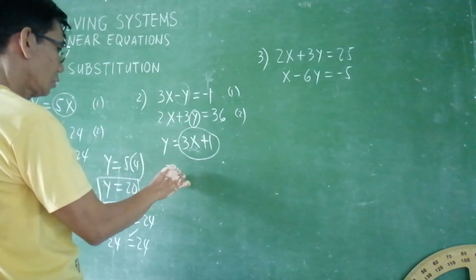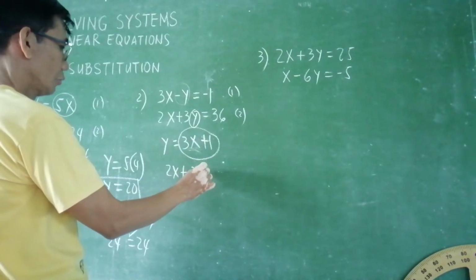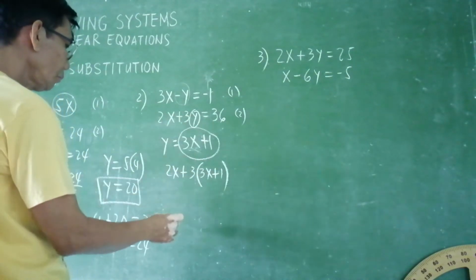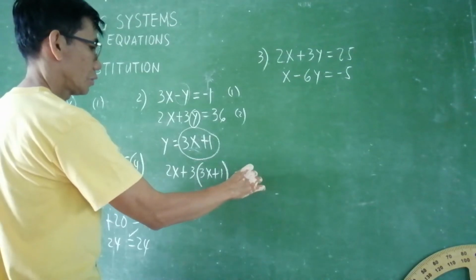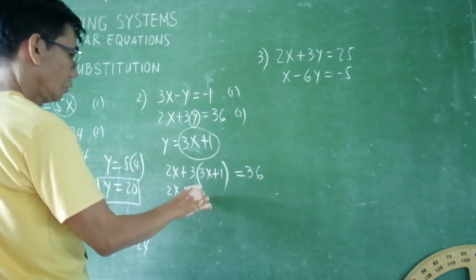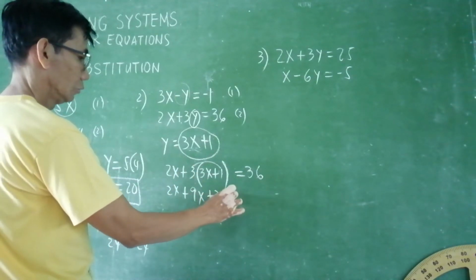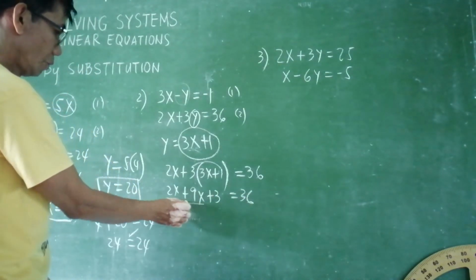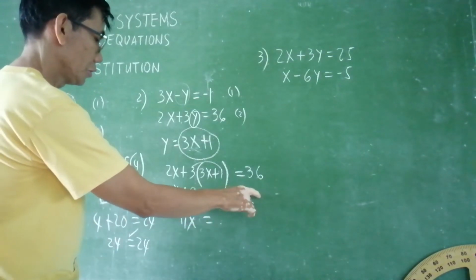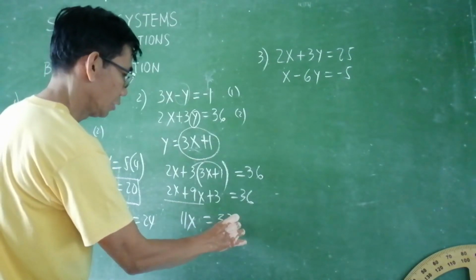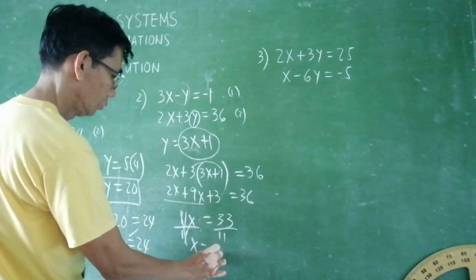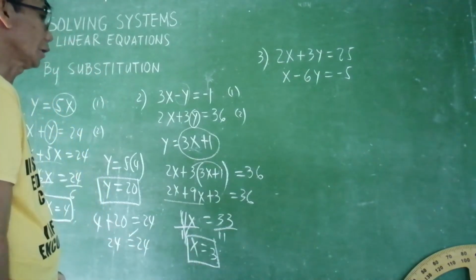So that will be 2x plus 3 times (3x plus 1), this is the y, equals 36. So 2x plus 3 times 3 is 9x, 3 times 1 is 3, equals 36. Combining that will be 11x. Transpose that, it will be equal to 36 minus 3, so it will be 33. Divide this by 11, divide that by 11. So x will be equal to 3. So that is the value of x.